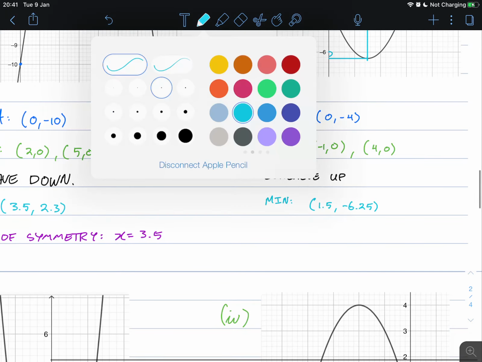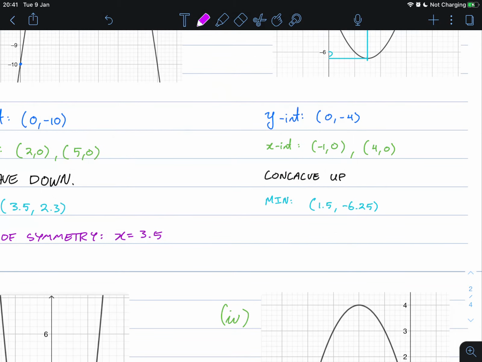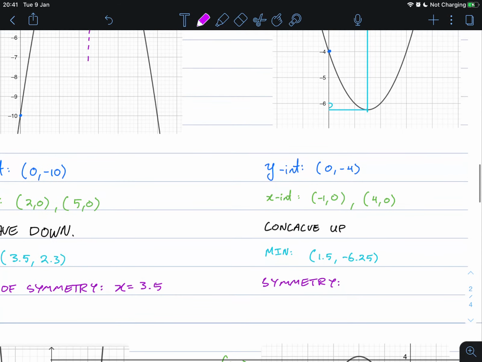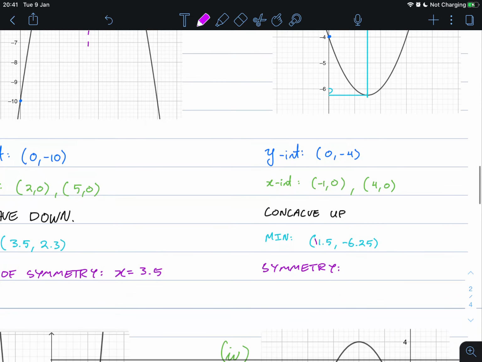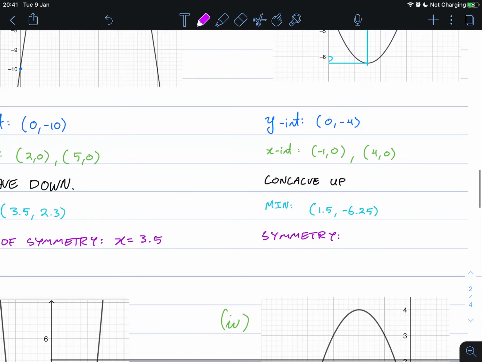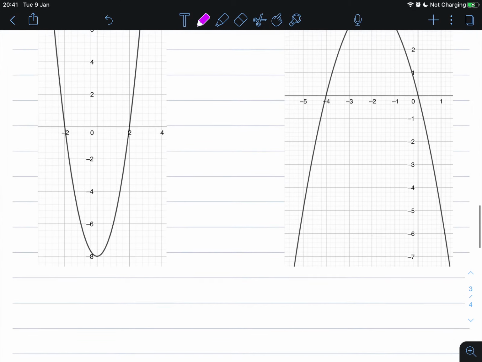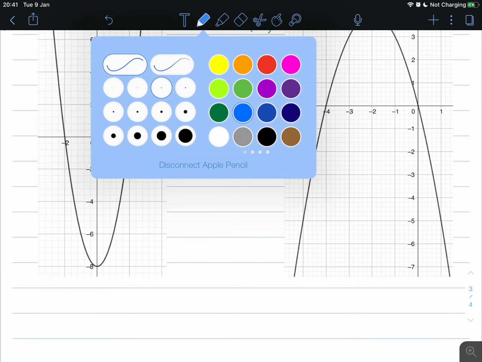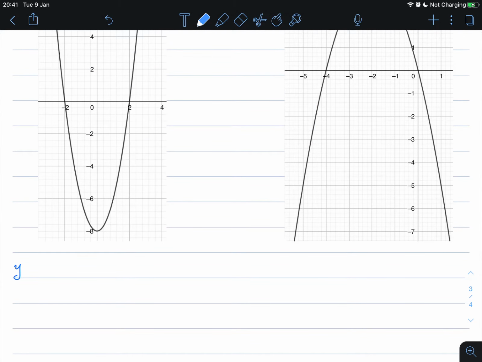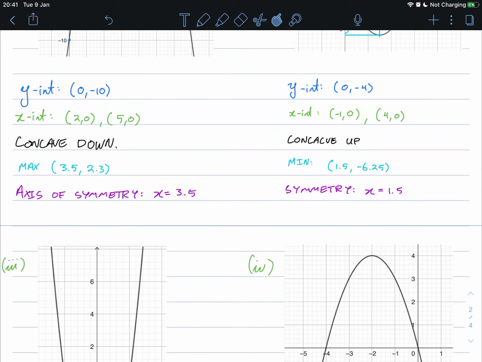And lastly, we have the axis of symmetry. And that is just the same x value as the max or min. So this is axis of symmetry at x equals 1.5. Let's do this again for the next example. Actually, let's make this a lot easier. So copy all these points that we need here.